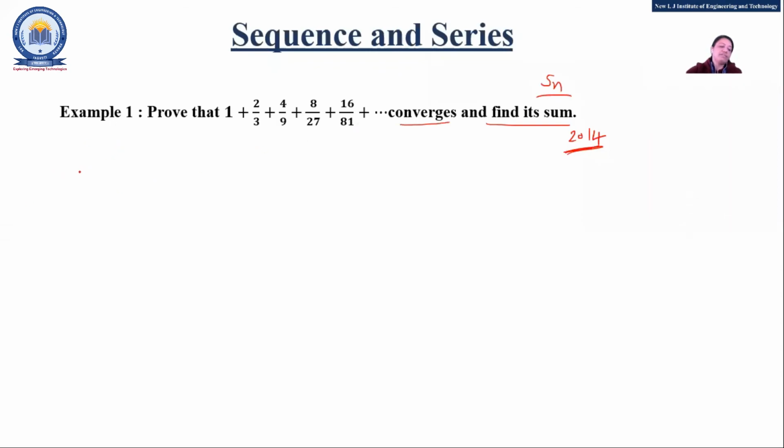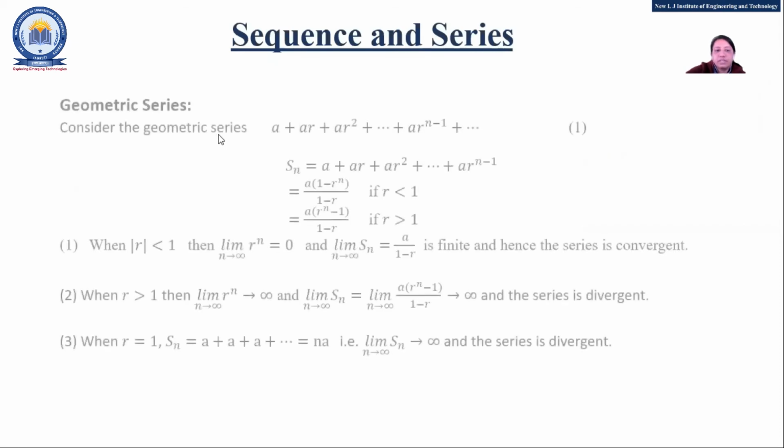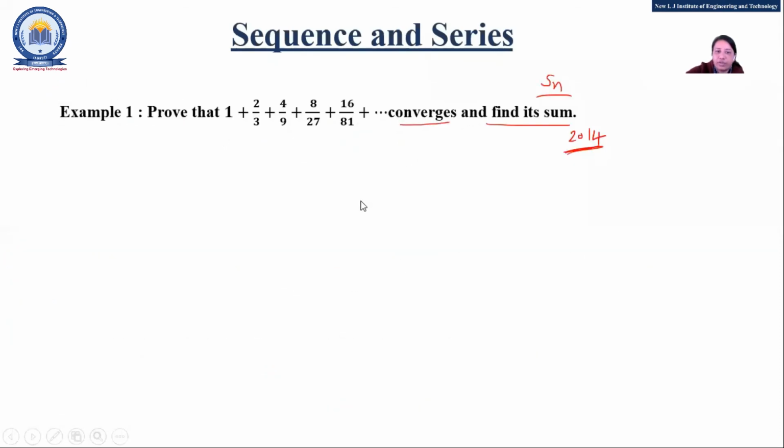You need to compare it with the geometric series A plus AR plus AR square. So what should be the values of A and R? Because to check whether it is convergent or not, we require the value of R. So that you need to learn. By seeing this series, what is A? That is simple, A is 1. Now what is R? Because here this term is AR, here it's AR square, you can take a common ratio.